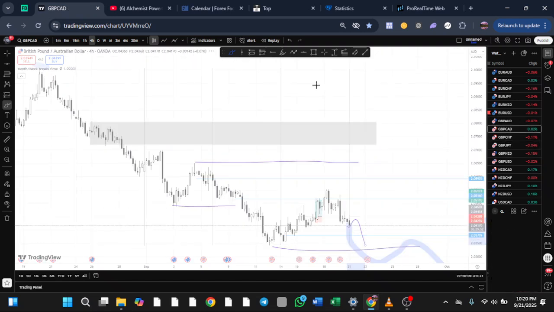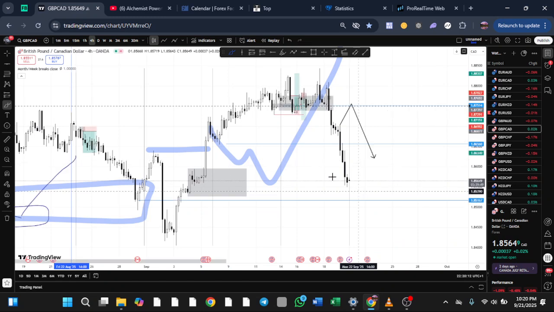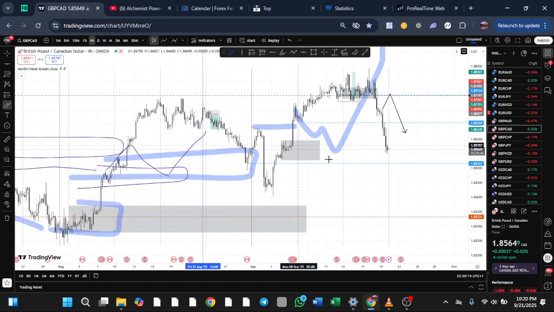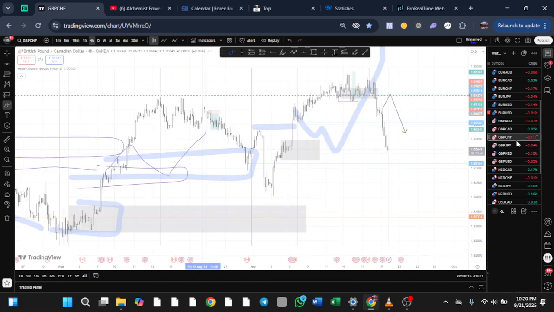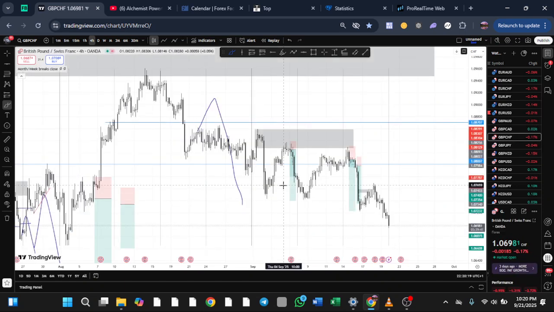Pound Cad is similar, but the only problem is this divisional point of demand, and then we have a pound Swiss, which is very good.